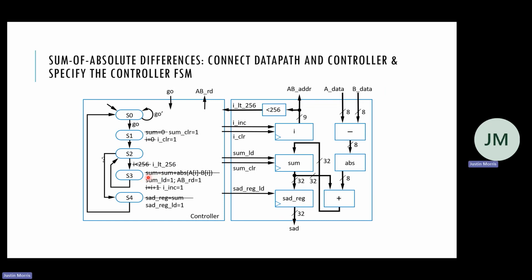And then here we wanted to do sum is sum plus the absolute value of A at I minus B at I. In this case, in order to save to the sum register, sum load needs to be 1. And then we also need to say that we want to read from the data arrays A and B. So AB read needs to be 1. And then we need to increment I. So I increment needs to be 1.